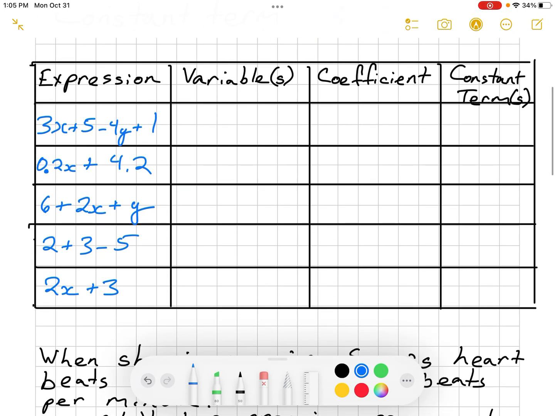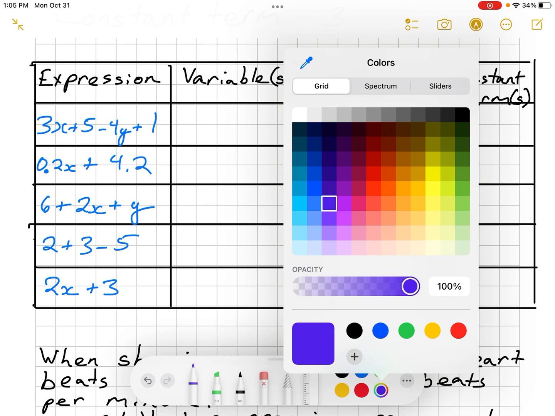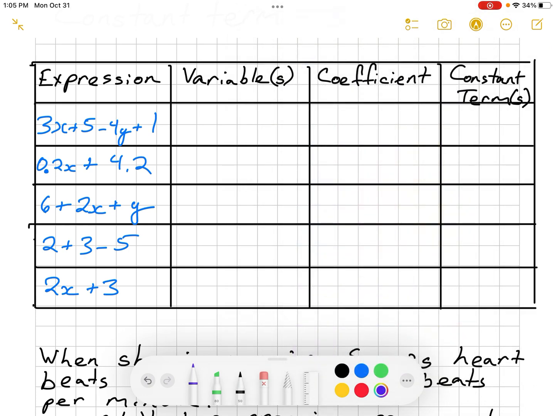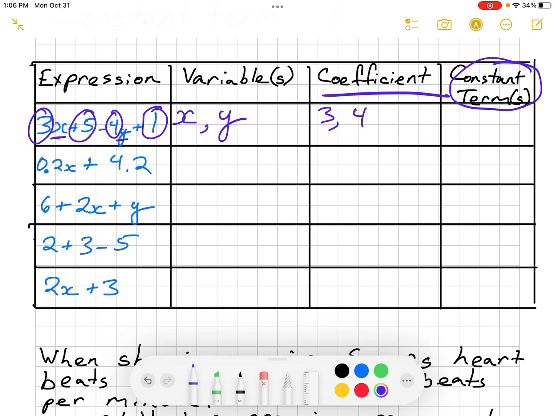Okay, so if we're looking at expressions, so I'm going to look at this first expression here. Get a different color here. All right. The variable or variables, I have 2 of them. I have x and y. And then the coefficients are whatever's attached to those, so that it would be 4 and 3 here. And the constant term or terms are whatever is standing by itself. Okay, so that would be 5 and 1.